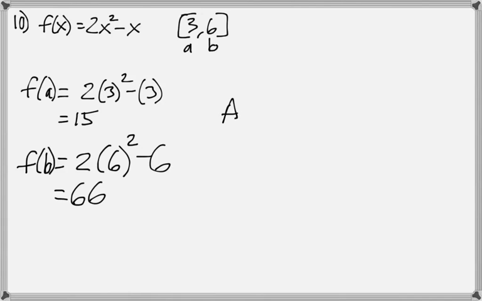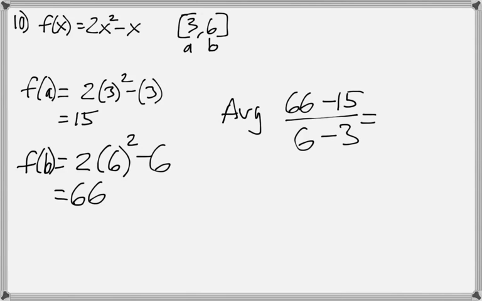So the average rate of change is going to be 66 minus 15 over 6 minus 3, which is going to be 51 over 3, which is 17. So that's going to be my average rate of change.